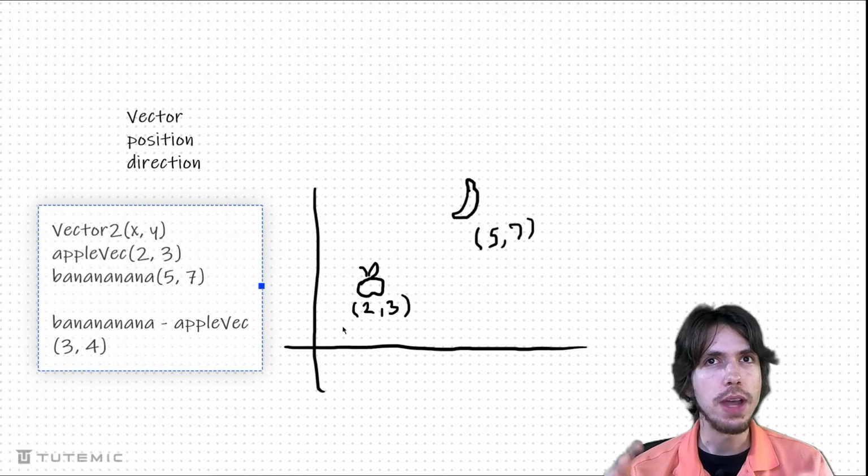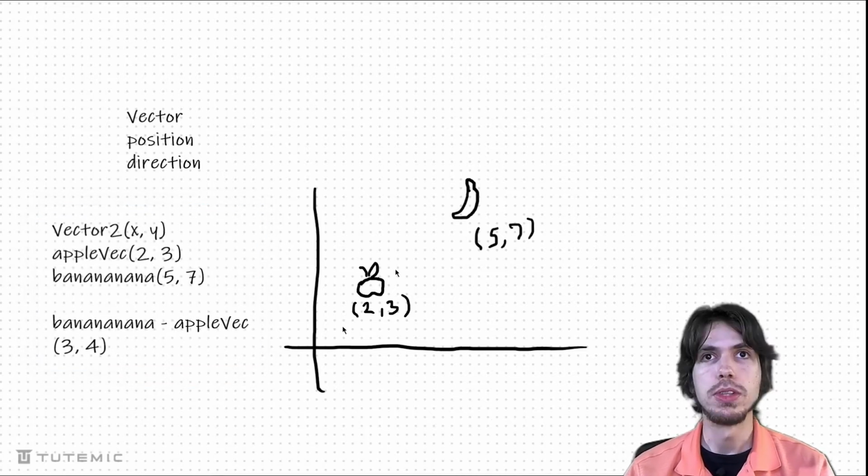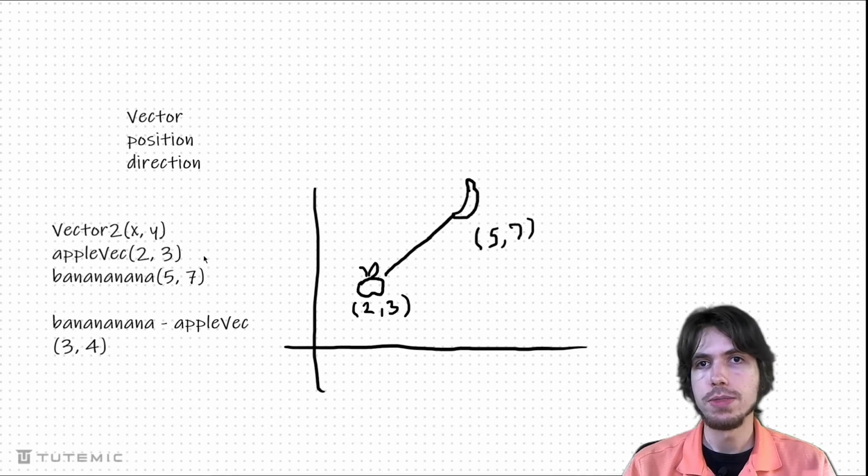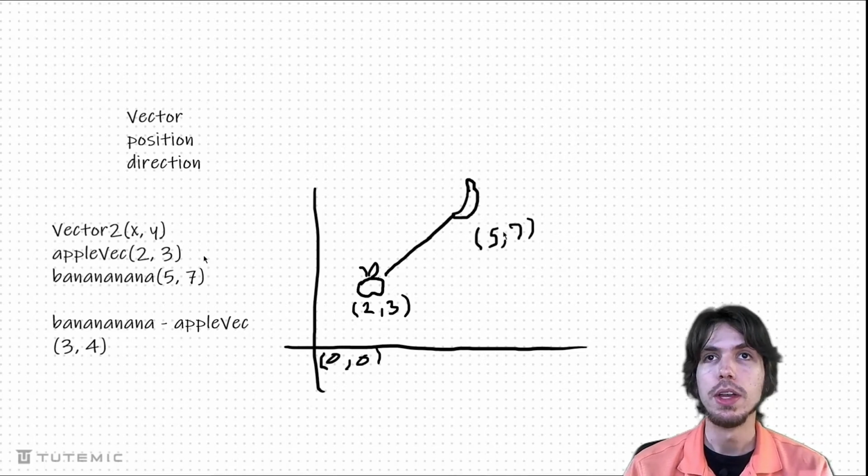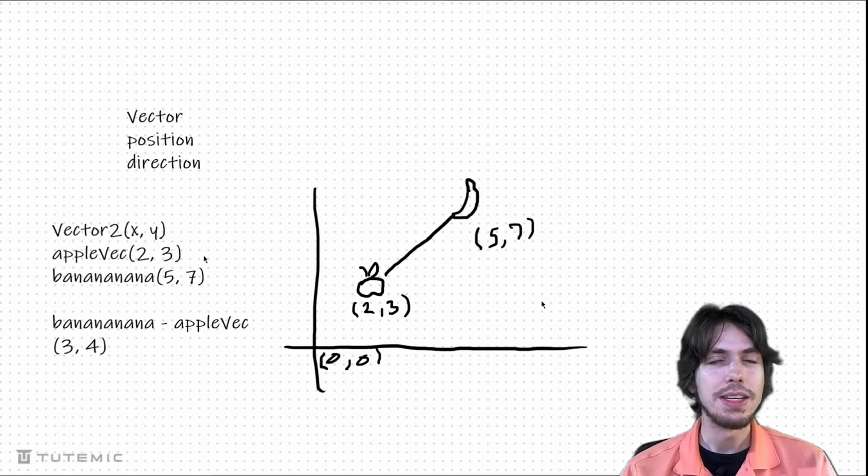So is a difference vector special? It really isn't. This vector, which represents the distance between these two, the difference of these two positions, is exactly the same as our other vectors. Because the apple's position 2, 3 is really just the difference between the position 0, 0 and 2, 3. And the position 5, 7 is really just the difference between 0, 0 and 5, 7. Ultimately, it's exactly the same thing.